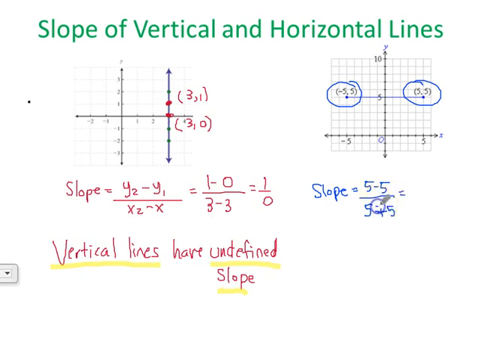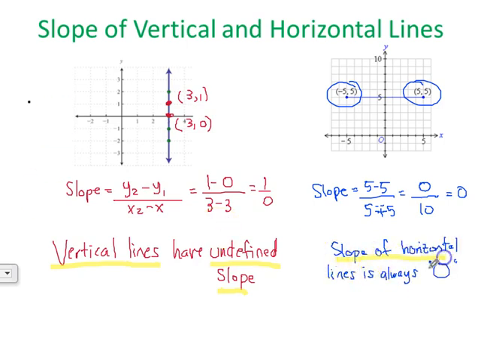We had a double negative in there. So we get 5 minus 5 on top. Now we get our 0 on our numerator. So what is 0 divided by any number? It's always 0. So the slope of horizontal lines will always be 0. So just a review, but put those in your math notebook right now.